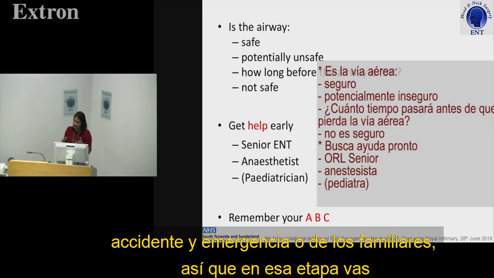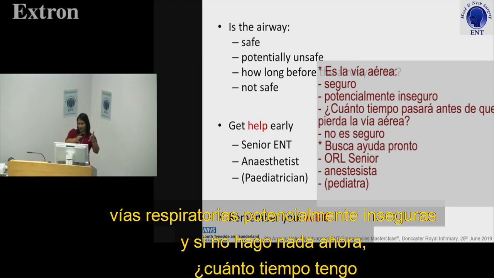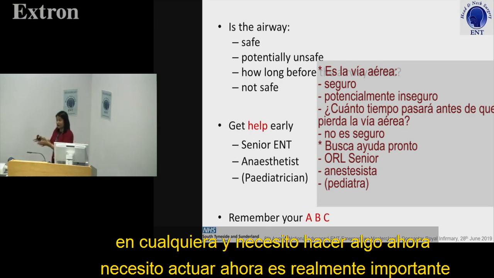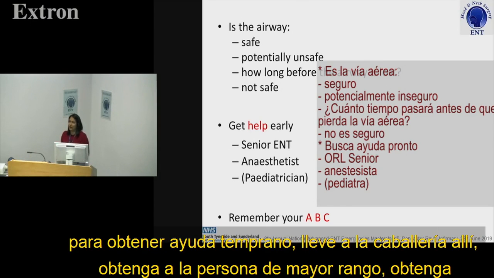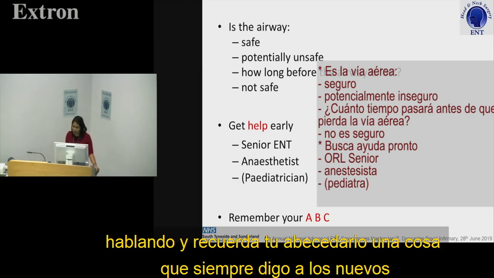So at that stage, you're going to decide, does this patient have a safe airway? Does this patient have a potentially unsafe airway? And if I don't do anything now, how long do I have before they're going to lose that airway? Or am I at the stage where I've arrived in A&E and I need to do something now, I need to act now? It is really important to get help early. Get the cavalry there, get the most senior ENT person there, get your anesthetist there and a pediatrician if it's a child we're talking about.